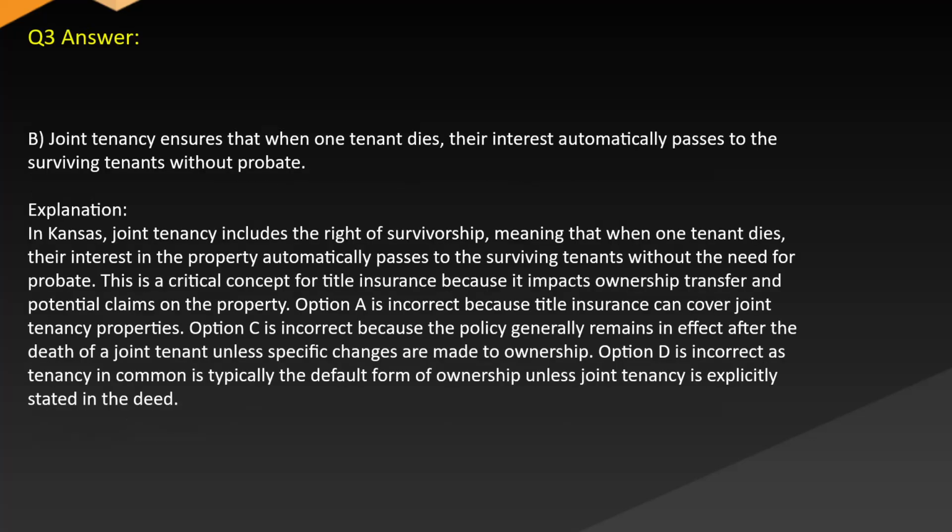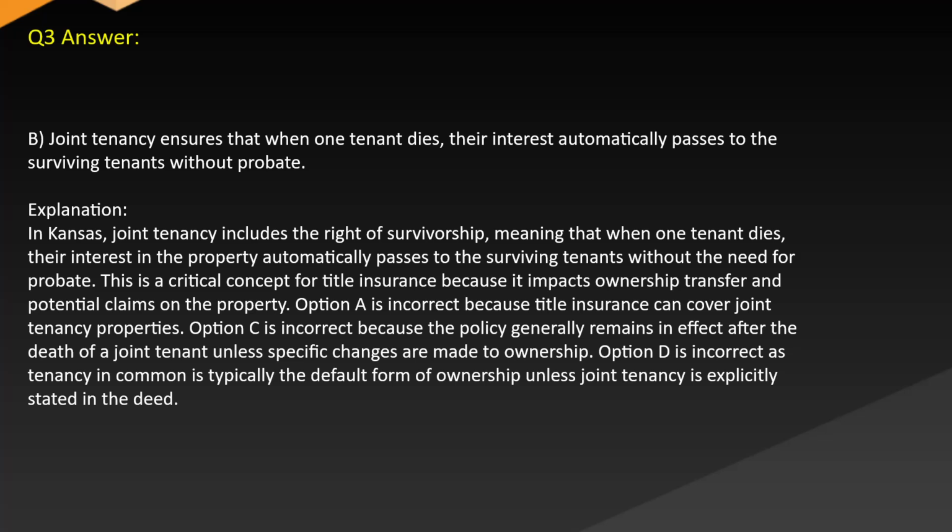Answer. B. Joint tenancy ensures that when one tenant dies, their interest automatically passes to the surviving tenants without probate. Explanation. In Kansas, joint tenancy includes the right of survivorship, meaning that when one tenant dies, their interest in the property automatically passes to the surviving tenants without the need for probate. This is a critical concept for title insurance because it impacts ownership transfer and potential claims on the property.